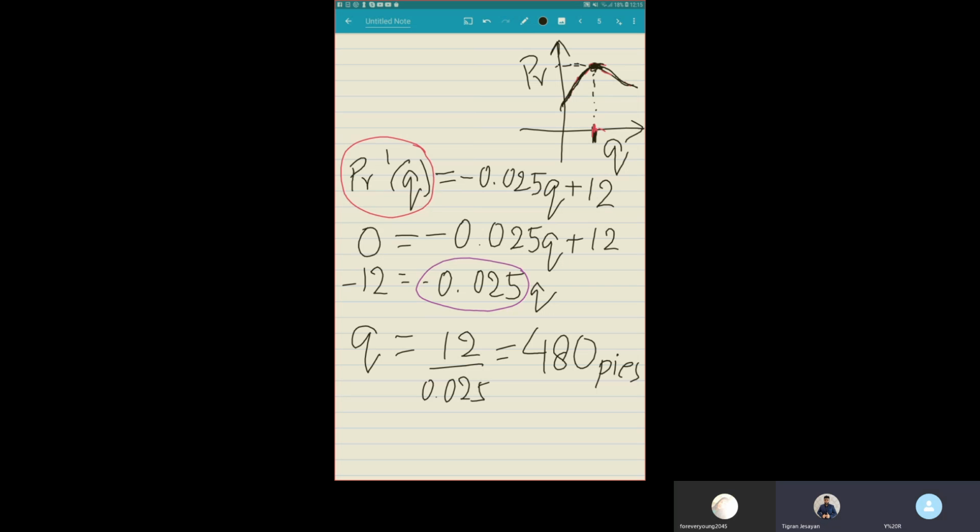Understood. So the main key point is that you have to know that this is 0 at the maximum. Okay, understood. So then we can go to the next point.